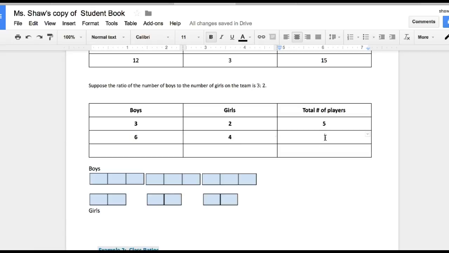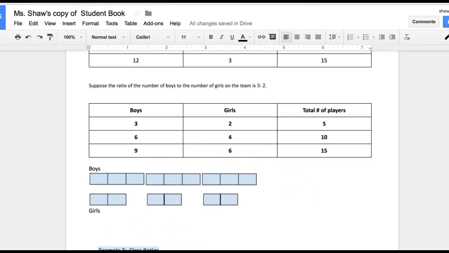First, we'll say that we have 10 players altogether. Now I've added 3 more boys and, of course, 2 more girls in this tape diagram. Now I have 3, 6, 9 boys, and I have 2, 4, 6 girls. And as you can see, we could then continue on with our table if we wanted to continue adding players.